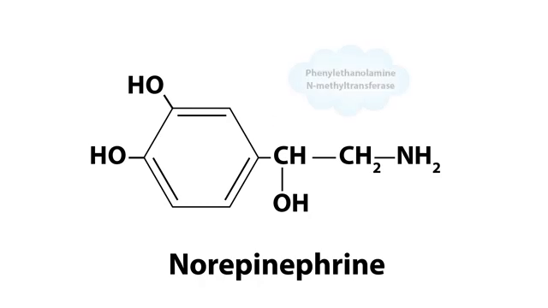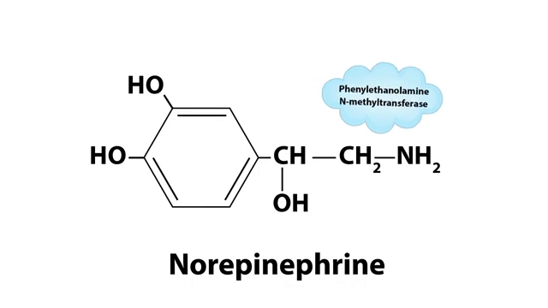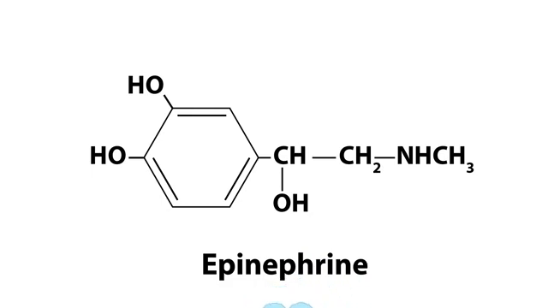And then finally, the enzyme called PNMT, or phenylethanolamine N-methyltransferase, transfers a methyl group to the side chain, and that produces epinephrine. And this step is stimulated by cortisol. Now, in your study guide, there's a place for you to write down this pathway, so let's simplify it a little bit.